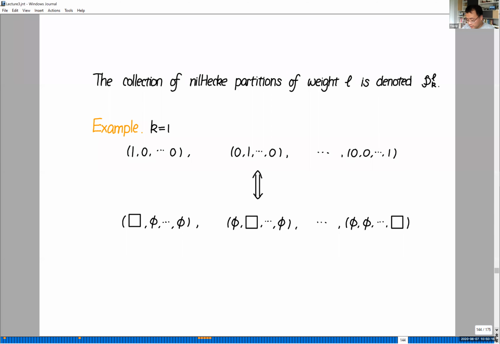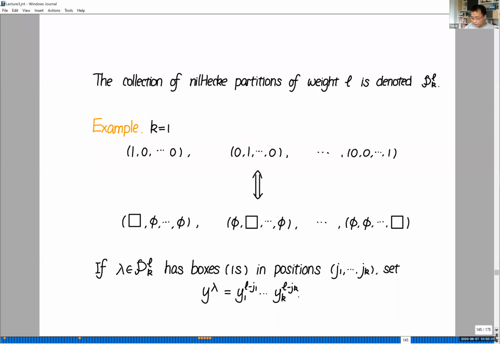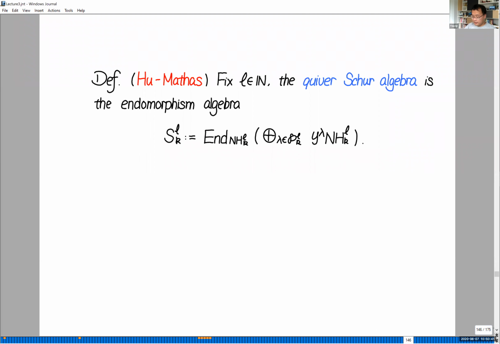So whenever you're given such a nil-Hecke partition, Hu and Mathas considered a right ideal in the cyclotomic nil-Hecke algebra generated by a monomial, y_1 to the L minus j_1 and so on, where the j_i's are the positions where you have single ones, or boxes. So you define this monomial and consider the direct sum of all such modules, the direct sum over all lambda of P_{L,K}, as a right module. And the quiver Schur algebra in this case is just the endomorphism algebra of these right ideals.